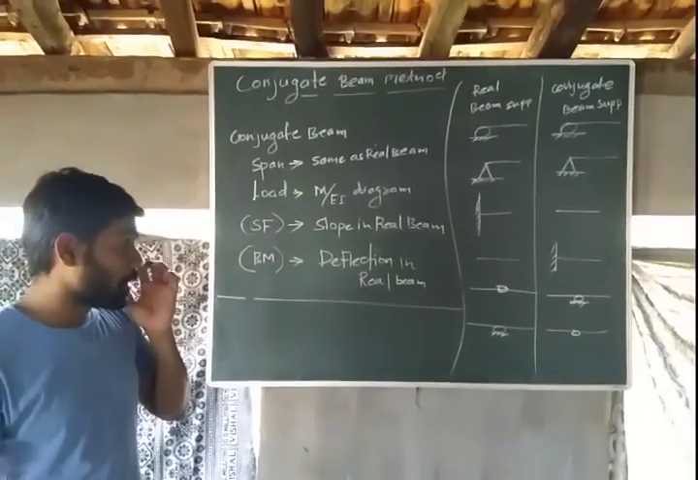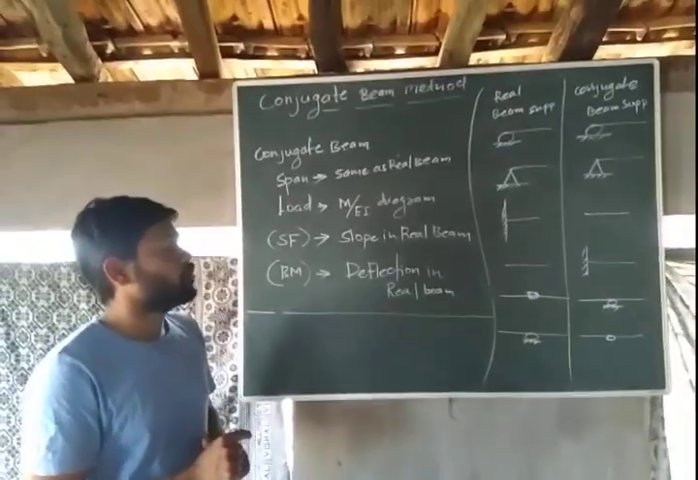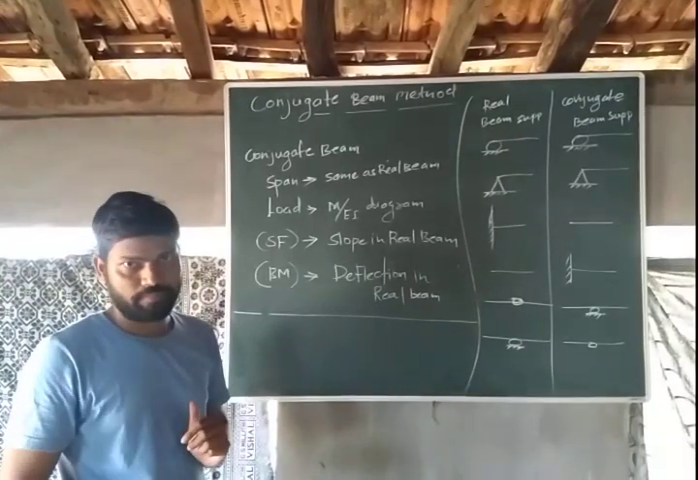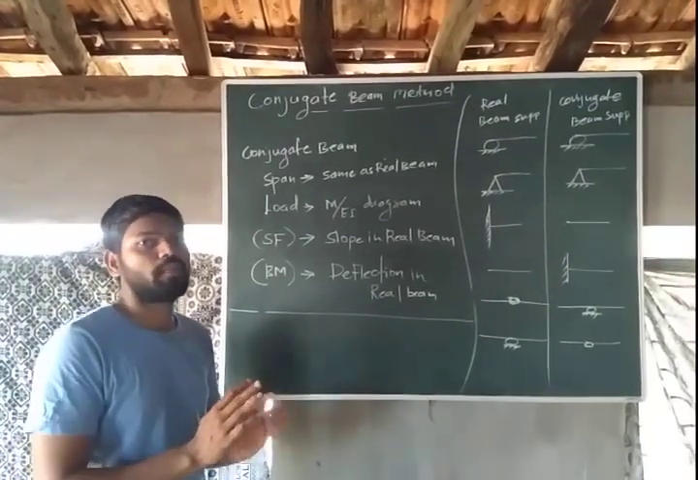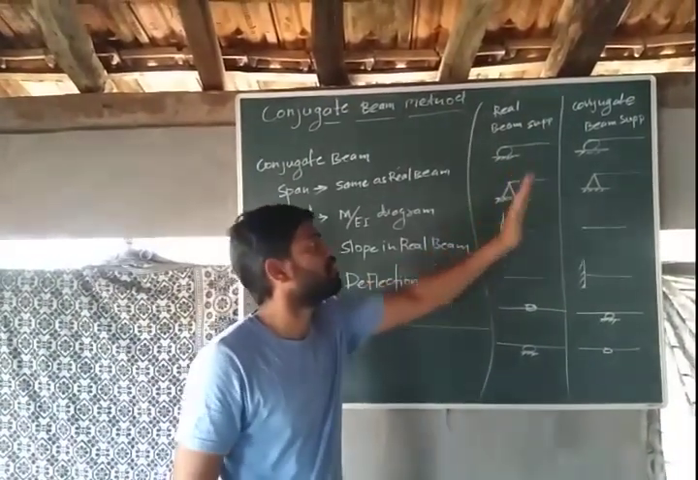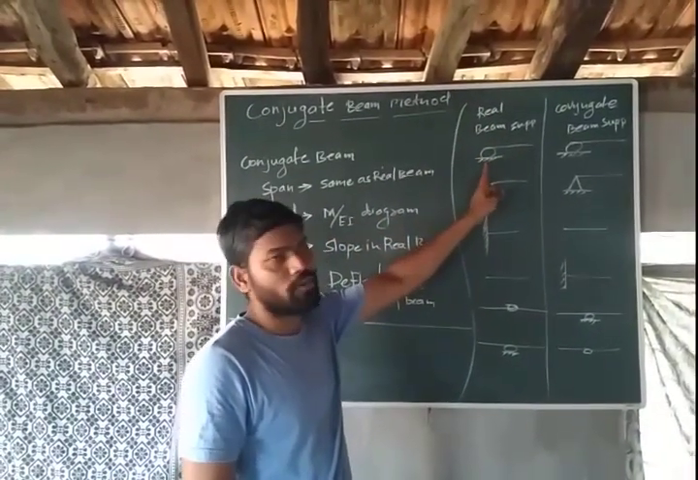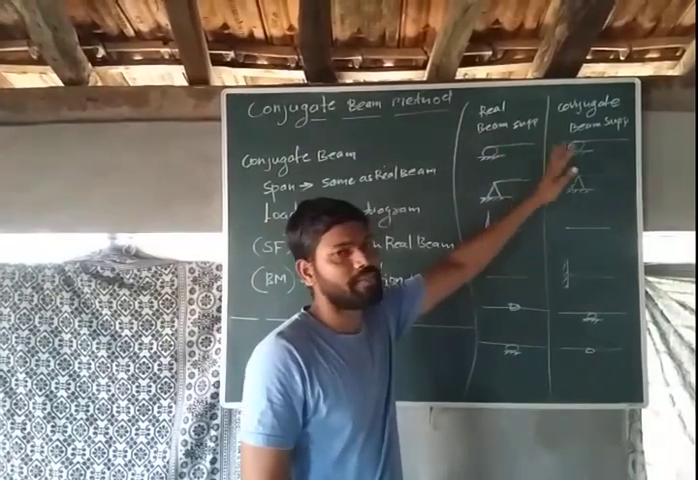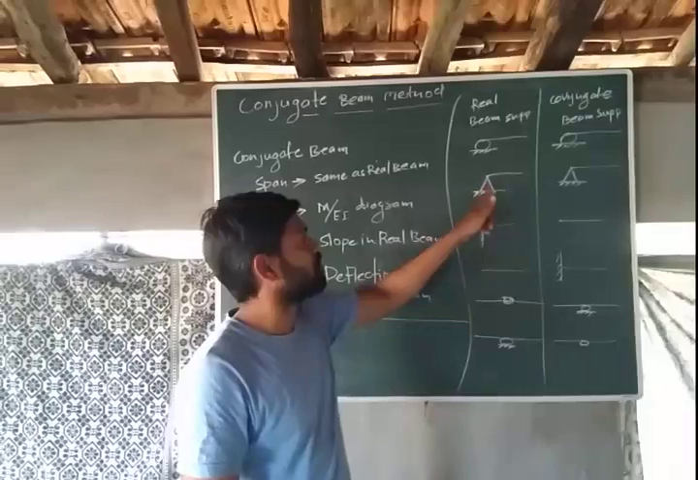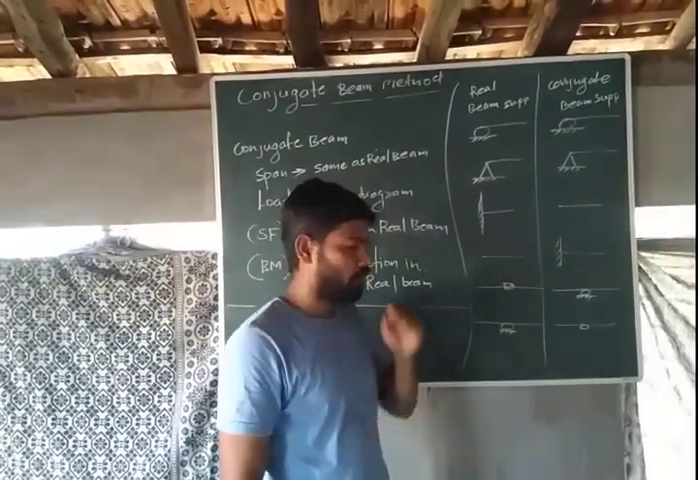Now, when we prepare the conjugate beam, you should know what the support condition will be in the conjugate beam and in the real beam. There are some changes in the support condition. Span will be the same as that of the original beam, but there will be some changes in the support. So what are these? In the real beam, let us say the support is a roller support. It will remain the same, a roller support, in the conjugate beam also. Then suppose in the real beam a hinge support is there, so the hinge support will remain a hinge.